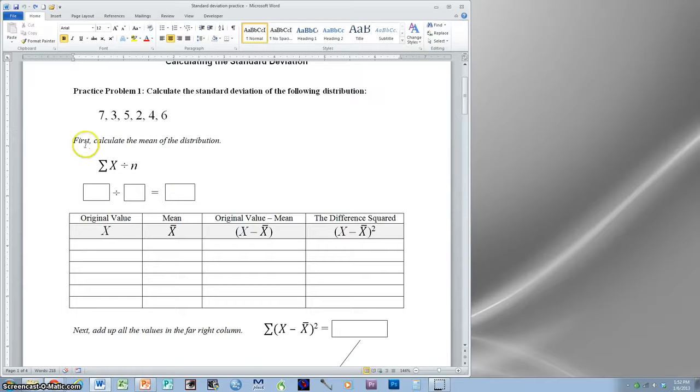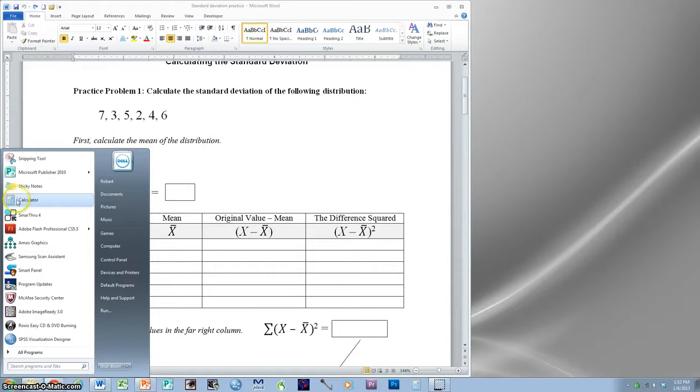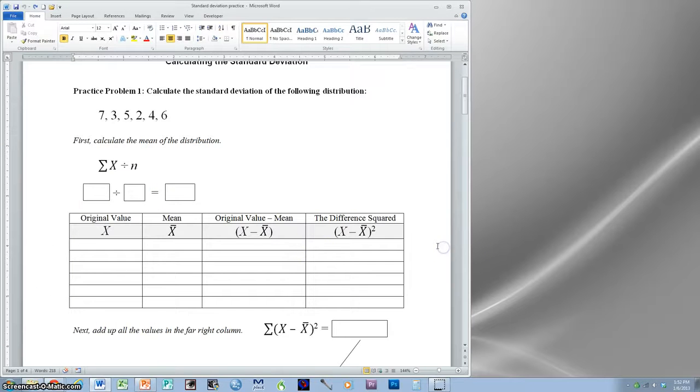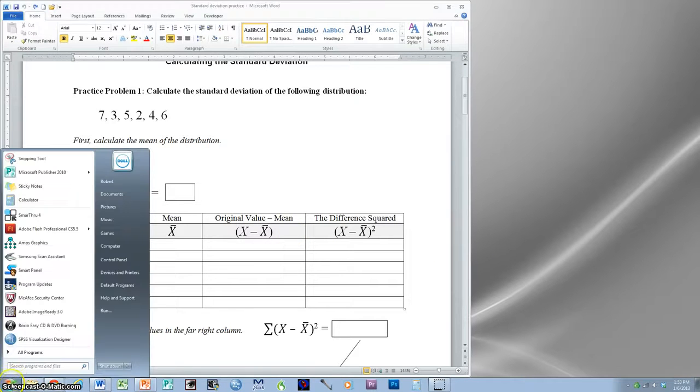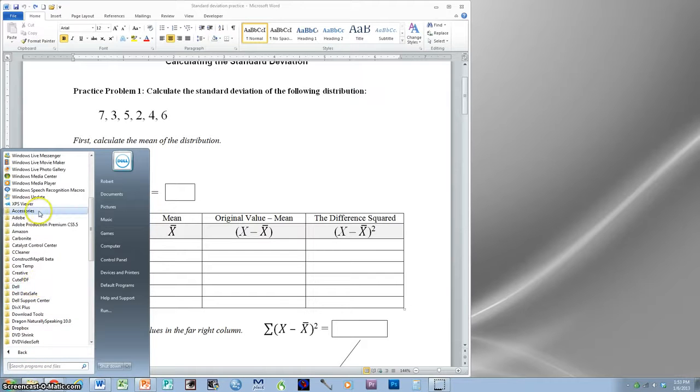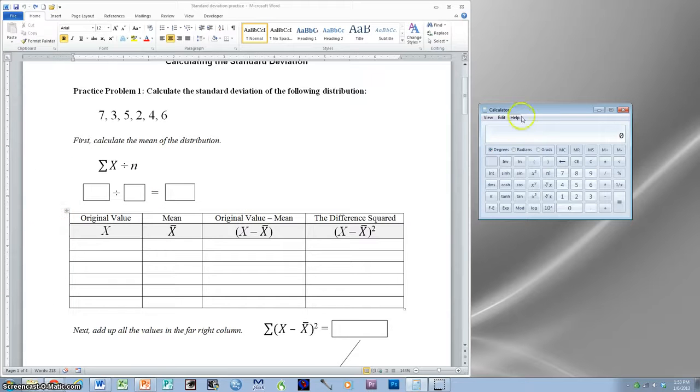So first step is going to be to calculate the mean of the distribution. So to do that, you add up all the values and divide by the number of values. So I'm going to show you how to use the Windows calculator. I have it shortcutted. I actually have it here, and I have it here, and there's also a button on my keyboard. But if you don't have it shortcutted like that, to get to it, you go to the Start button, and then to Programs, and then to Accessories. And just one on the top, and that would open up like that.